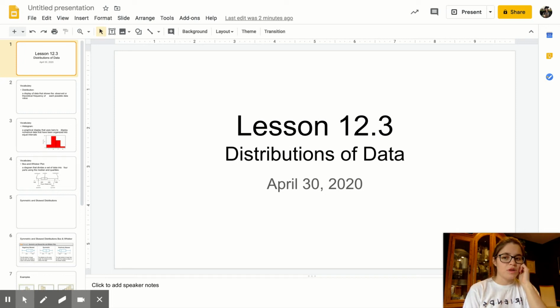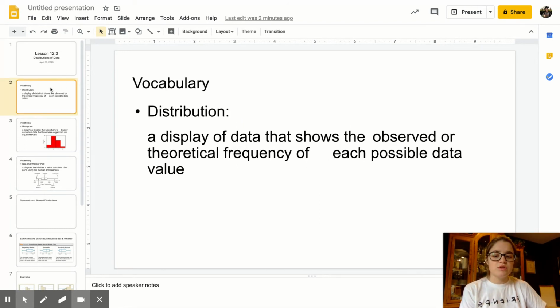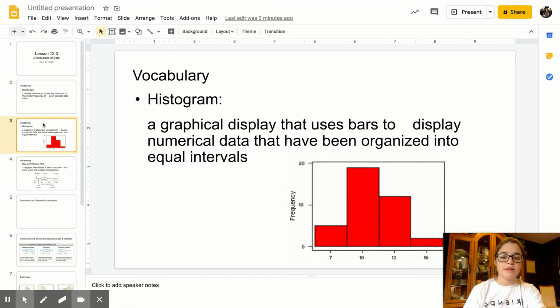Hey guys, so we are moving on to lesson 12.3, which is distributions of data. So I'm going to go through a couple of vocab words, a couple of new terms, things that you're going to be seeing in this lesson. So first vocab word is distribution, which is a display of data that shows the observed or theoretical frequency of each possible data value. The next vocab word is a histogram.